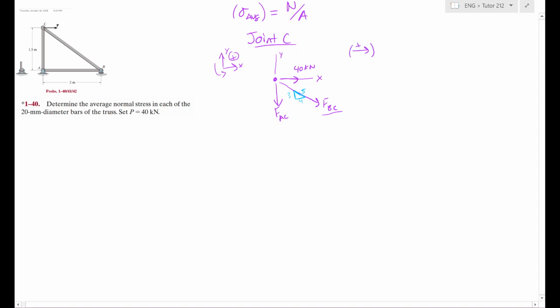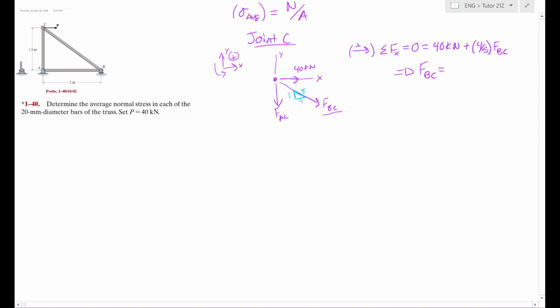Again, stating going to the right is positive, summing the forces equal to 0, it's not moving. All right, so we've got the 40 kilonewtons in the positive direction, and because we drew all of them in tension, it'll be positive, only looking at the horizontal component of this force. Then we'll just go ahead and solve that. Hopefully you can do that simple algebra.